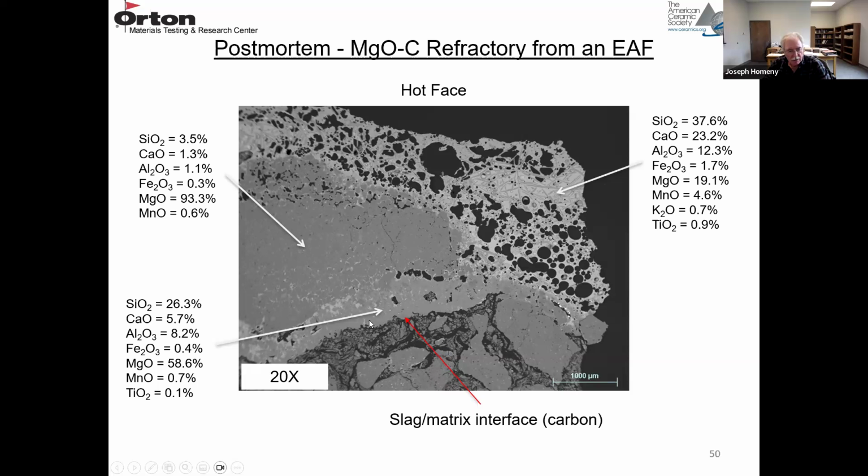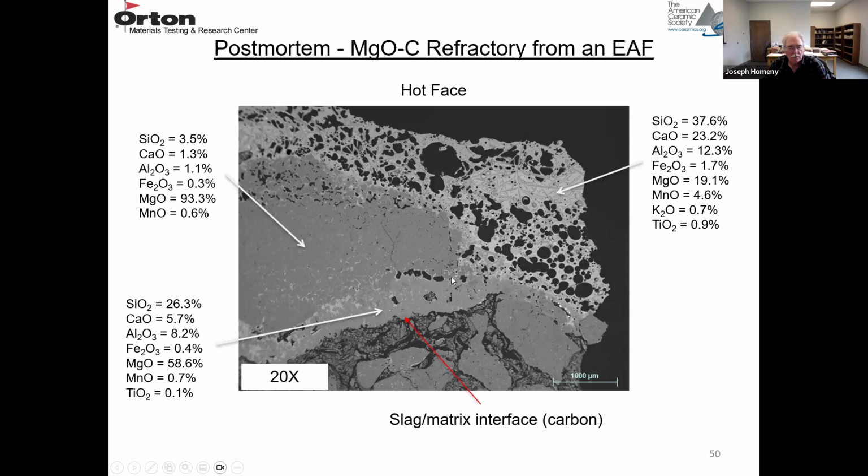This region down here is the refractory that's still intact. Actually goes all the way over to here. So this line here is your slag matrix interface. So you can still see the flake graphite down in here. So this is part of the refractory that's still intact. So you see your coarse MgO grains. There's a very coarse MgO grain up here.